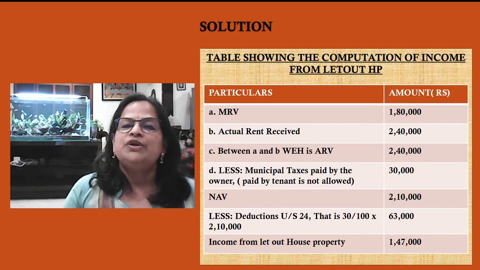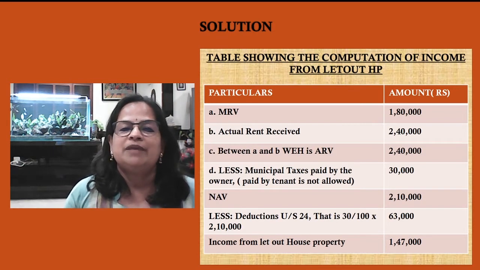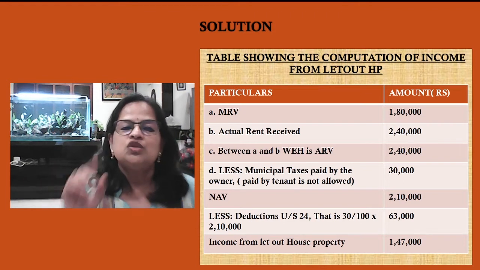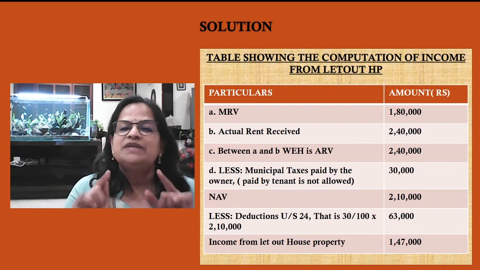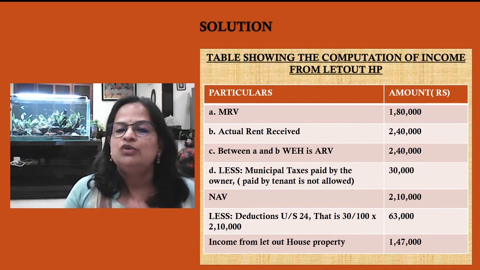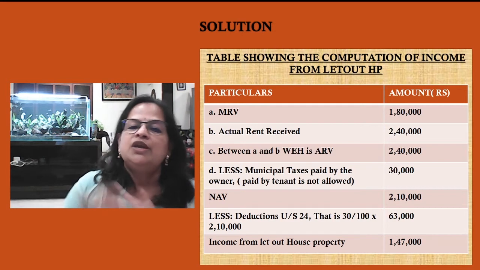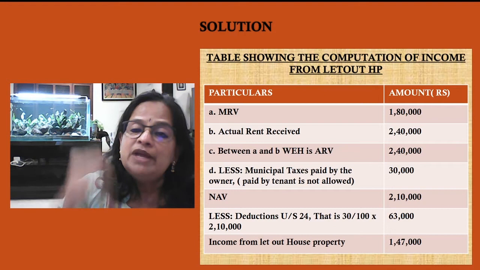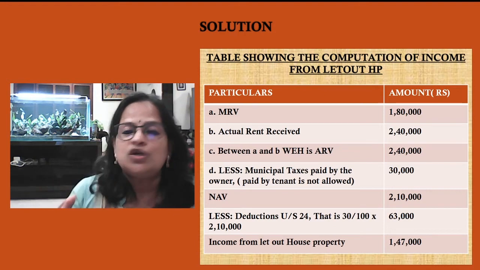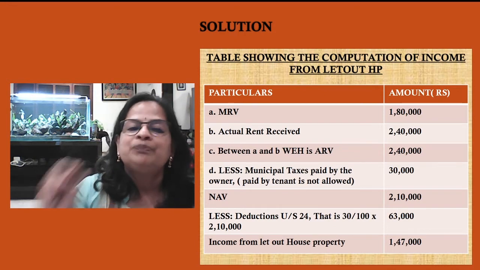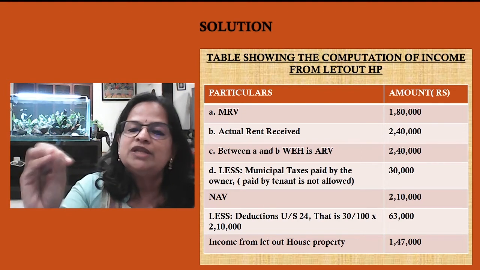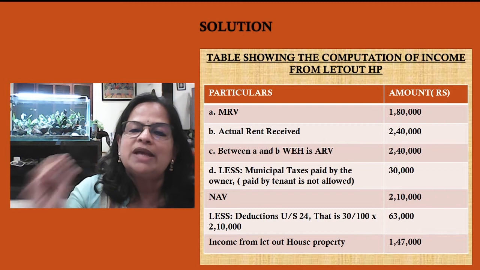Now we will do this problem. Table showing the computation of income from let out house property. Municipal rental value 1,80,000, actual rent received 2,40,000. Between A and B, whichever is high is the annual rental value, that is 2,40,000. Now from this you have to reduce the municipal taxes paid only by the owner. Paid by the tenant is not allowed. So 30,000 is allowed. So you will get net annual value: 2,40,000 minus 30,000, it's 2,10,000.